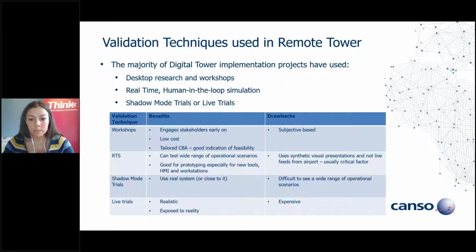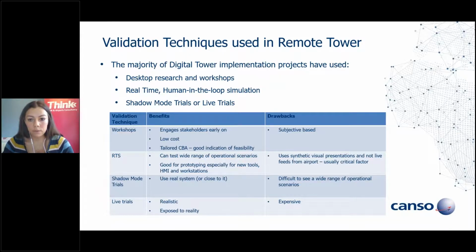So you've got workshops. These are really good at engaging stakeholders early on, helping with user acceptance, but these are subjective based. Then we've got real-time simulations. These are good for testing a wide range of operational scenarios, such as different traffic, different weather, emergencies.